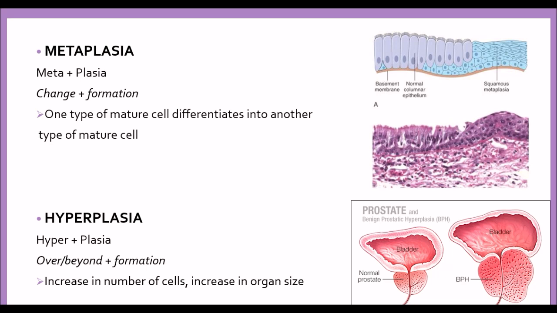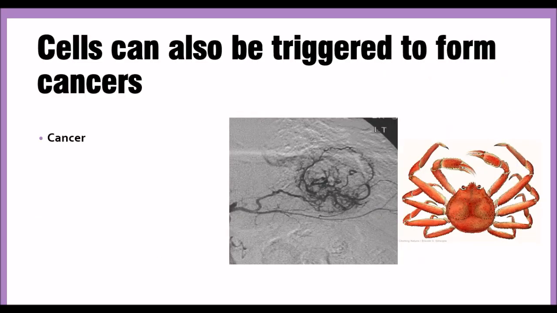So now that we know and we understand that cells can adapt to their environment, it's easy for us to think that for other reasons, such as genetic reasons and other predispositions, cells can also be triggered to form cancers. Now, what does the word cancer actually mean? So around 400 BC, the Greek physician Hippocrates first described the mass of cancerous cells as karkinos, the Greek word for crab, because the swollen blood vessels around a tumor reminded him of a crab.